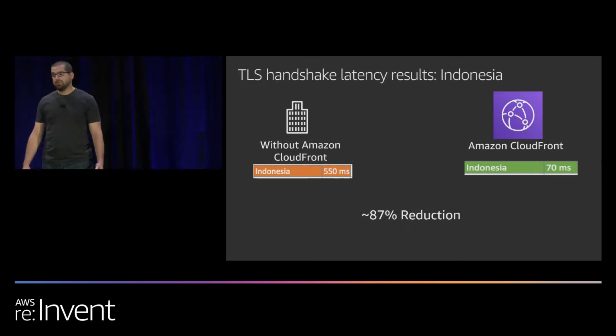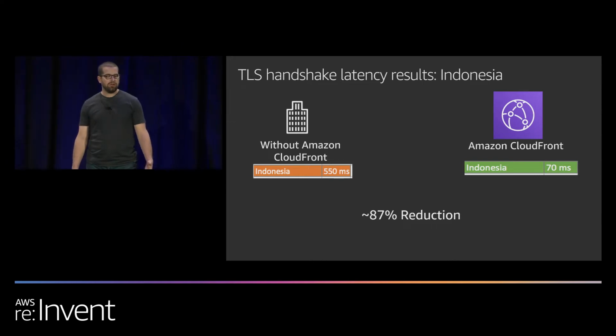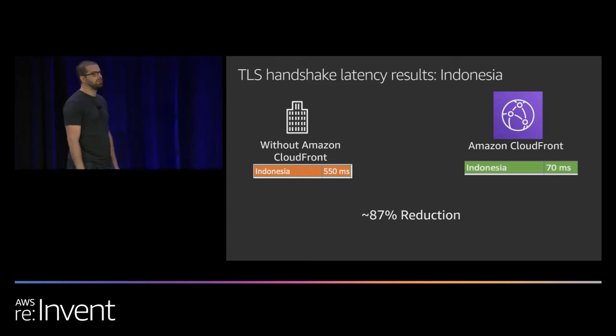So this is the result, as measured by our clients on average. Without Amazon CloudFront, this TLS handshake was being established in 550 milliseconds. And with Amazon CloudFront, this was being established in 70 milliseconds, which was a nearly 90% reduction.